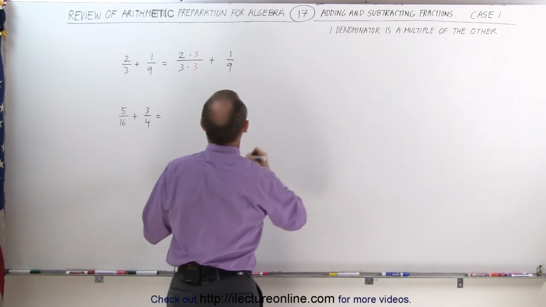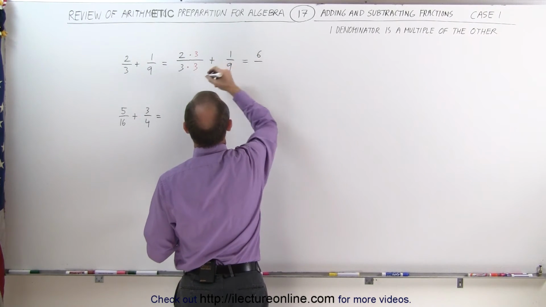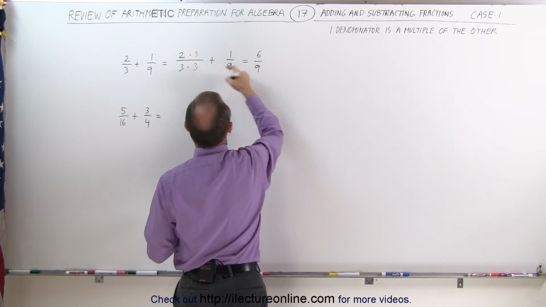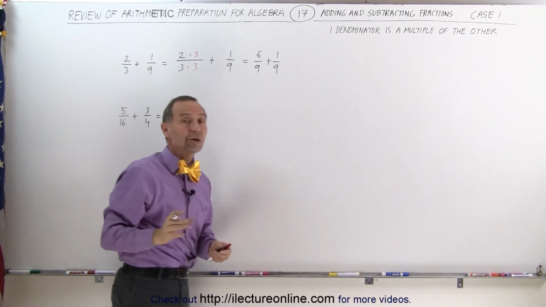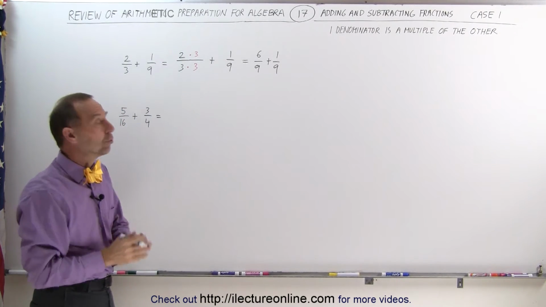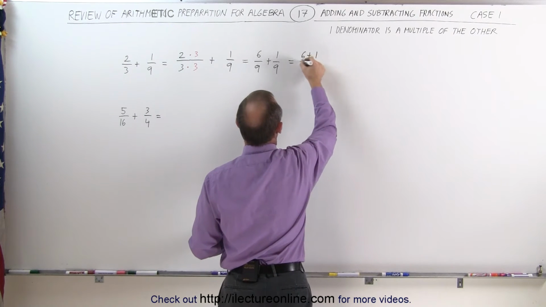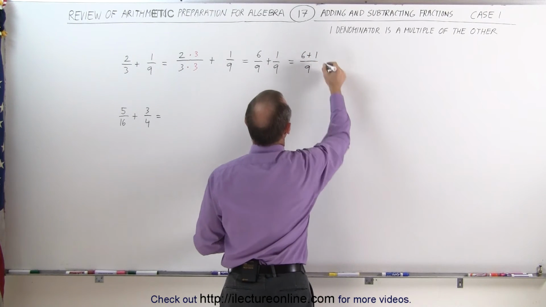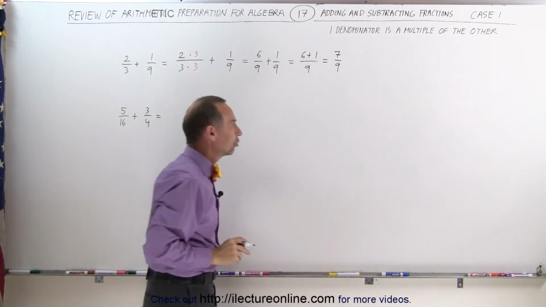This now becomes the following. 2 times 3 is 6. 3 times 3 is 9. I add plus 1/9. Notice now it looks just like the previous video. The two denominators are the same, and all I have to do is simply add the two numerators together. This becomes 6 plus 1 over the common denominator 9. And I get 7/9 as the final solution.